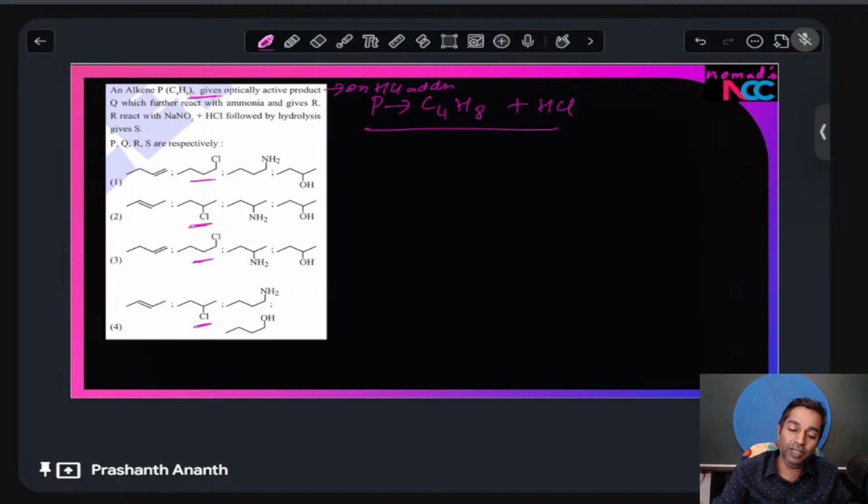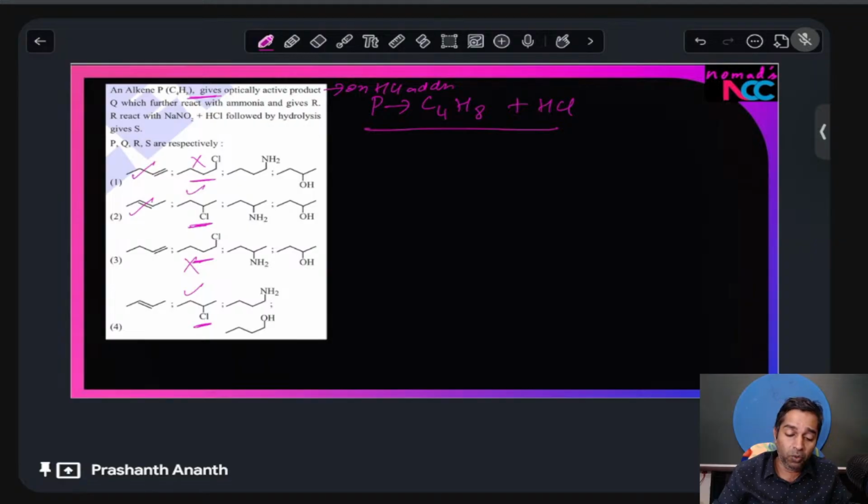Okay, so we're going to be having C4H8 plus HCl. What do we end up having here? It gives optically active product. So this is not optically active, this is optically active, this is not optically active, this is optically active. Okay, all right. So in this particular case, what do we end up having? This is possible, yes. This is possible, yes.